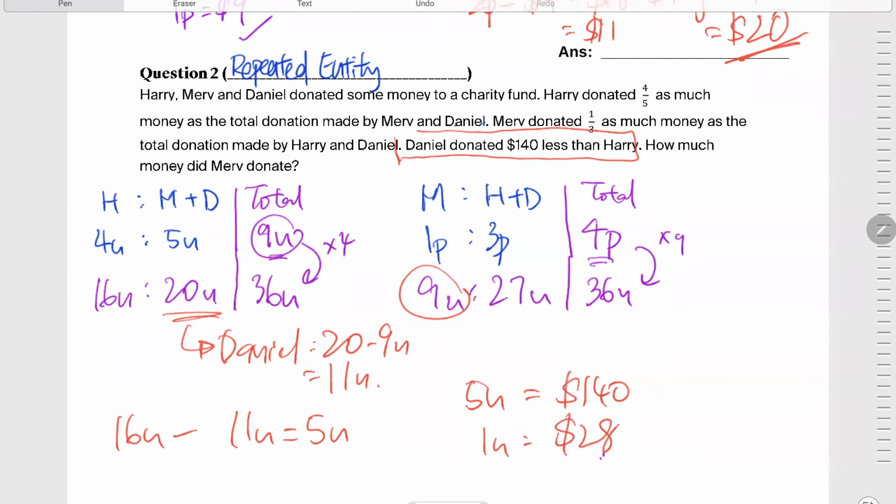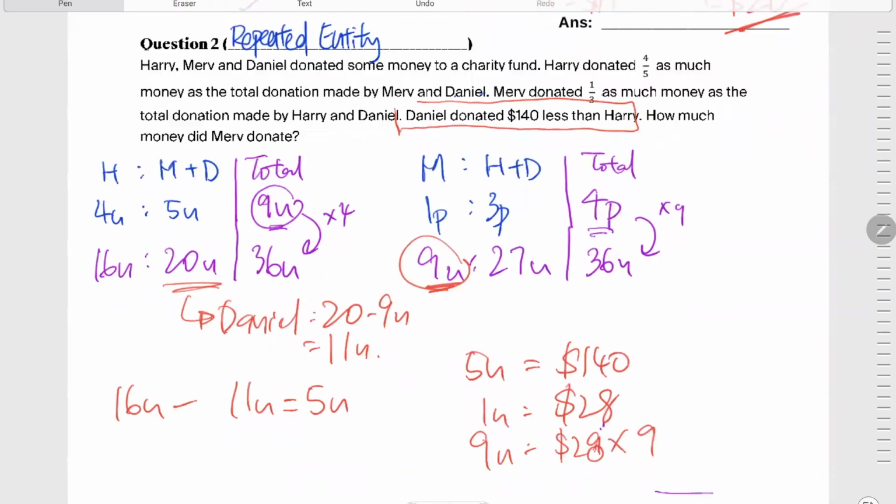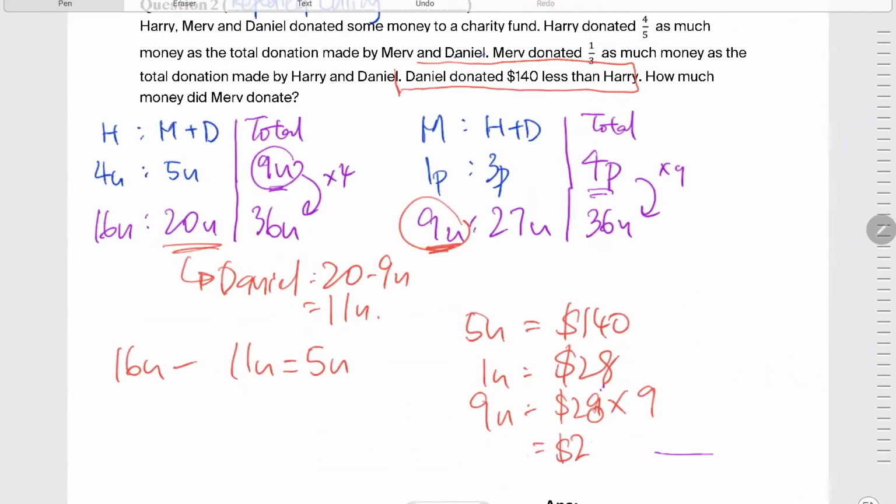The question is asking for how much did Merv donate? Merv, again here, donated 9U. So 9U is 28 times 9, and you will get 252. Okay, good.